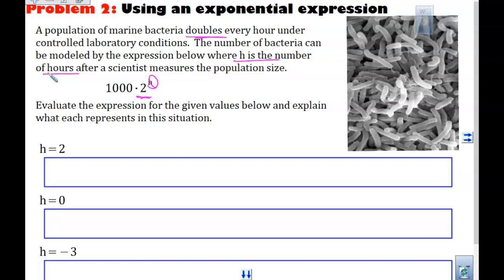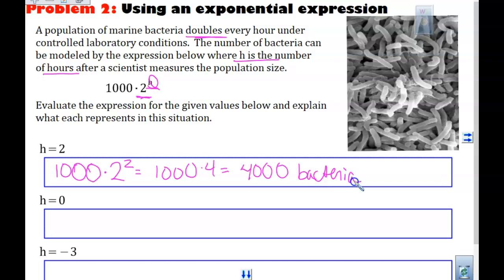So it says evaluate. So what we want to do is please write down 1,000 times 2, but h is equal to 2. So instead of an h here, we're going to put 2. Well, 2 to the second is how much? 4. Brad, you right with us? So we got 1,000 times 4. So the question is, what does this mean? We have 4,000 what? Bacteria after how much time? 2 hours. After 2 hours.